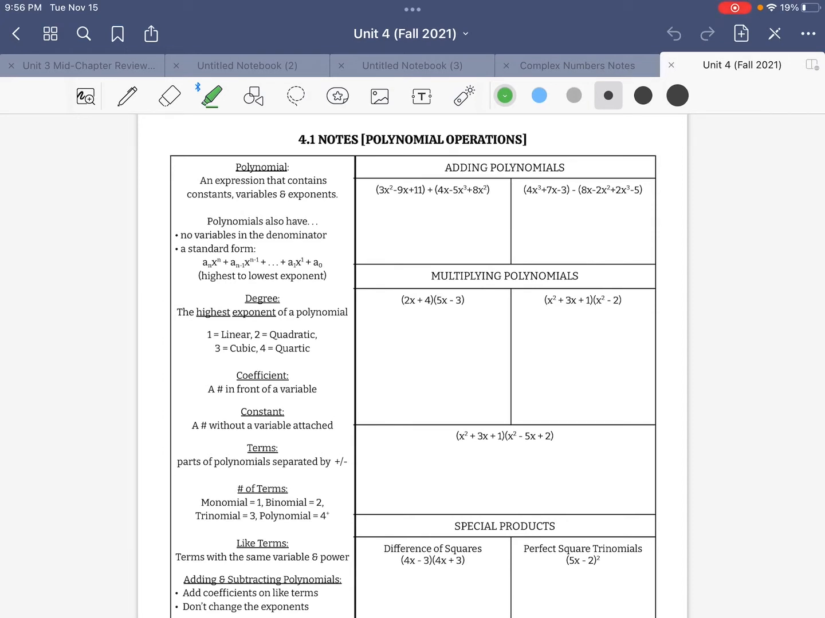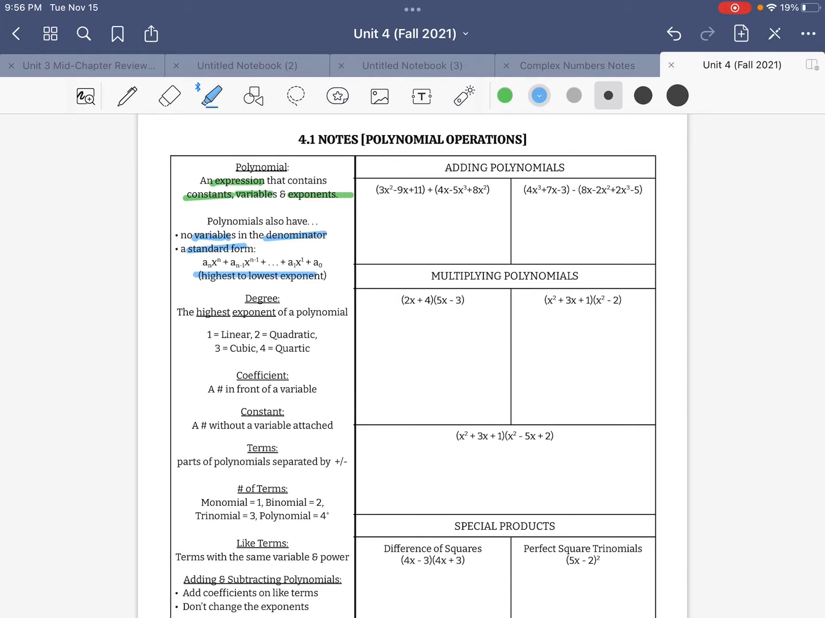So this entire unit is about polynomials, and a polynomial is just a fancy word for an expression basically, and it's going to have three things: constants, variables, and exponents. There are two rules that polynomials have to follow. There cannot be variables in the denominator, and they must be written in standard form, which essentially just means you're going to have various exponents on x, but they need to be listed from highest to lowest exponent.